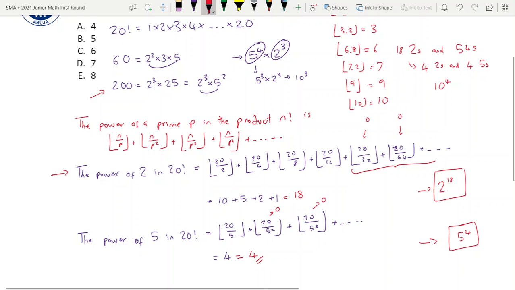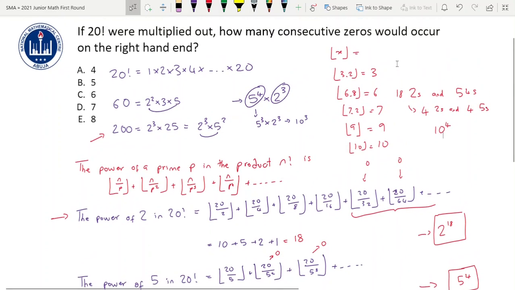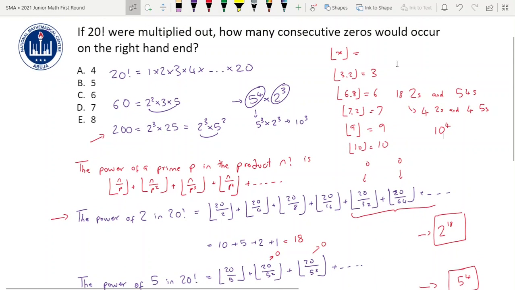So that's how to go about solving this question on the exam. Just as I described earlier for 60, the reason why 60 has just one zero is because just a pair of 2 and 5 multiply each other in their prime factorization. The reason why 200 has two zeros is because two pairs of 2 and 5 multiply each other in their prime factorization. That's two twos from here and two fives from here.